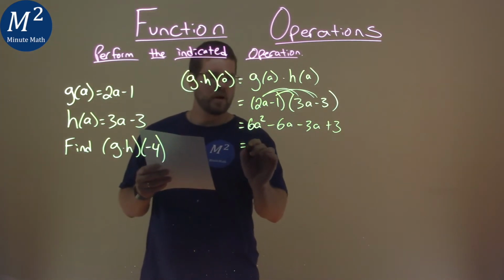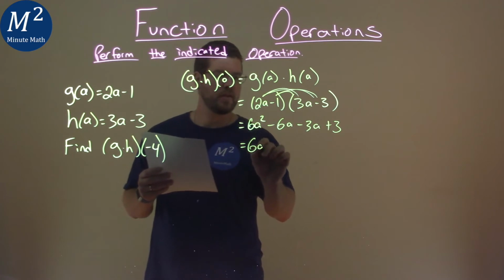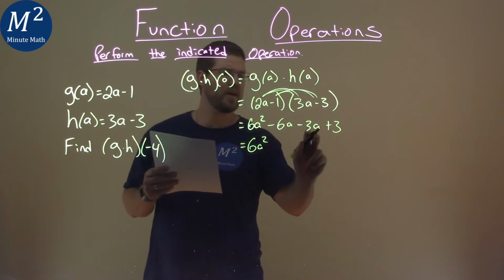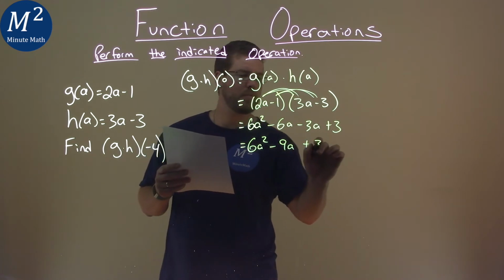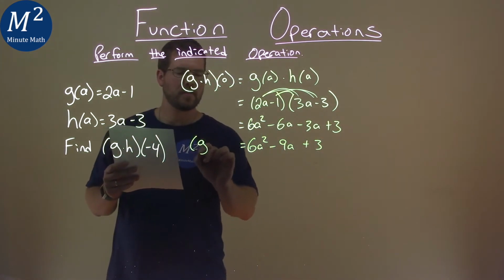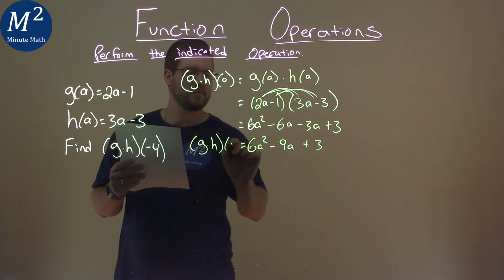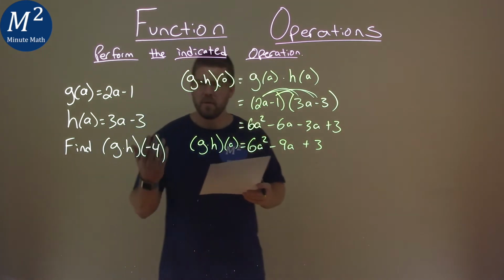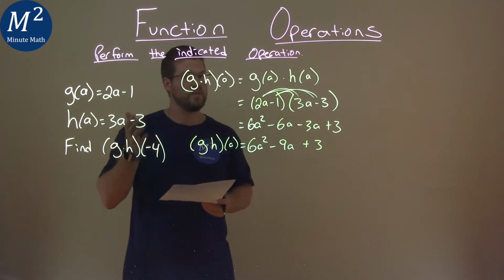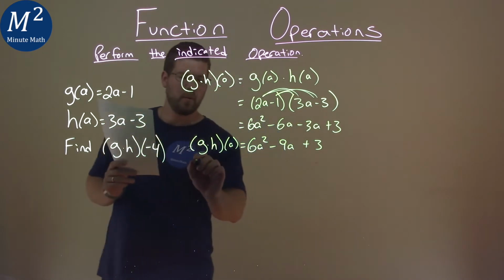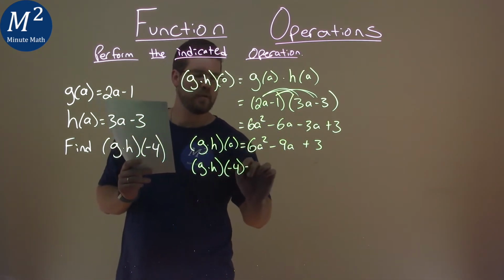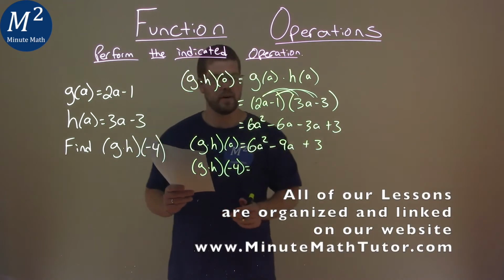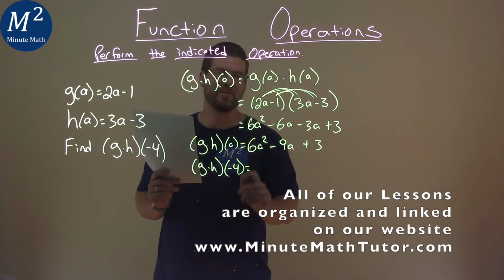So keep going, we can combine our like terms. Nothing goes with a squared, but minus 6a minus 3a is minus 9a. And we have plus 3 here. And so this is our simplified g times h of a. But they ask us to find g times h of negative 4. So what we do is we take our g times h, and instead of a, we put a negative 4 in. And now we simplify, or we substitute negative 4 in for a.